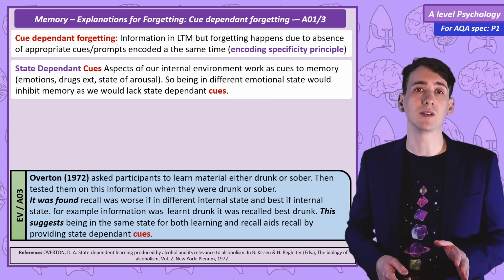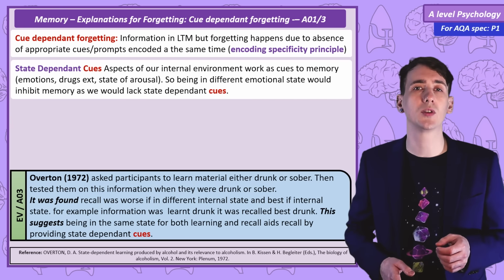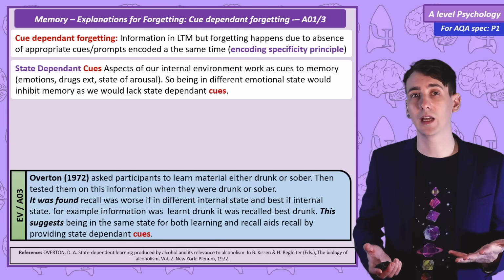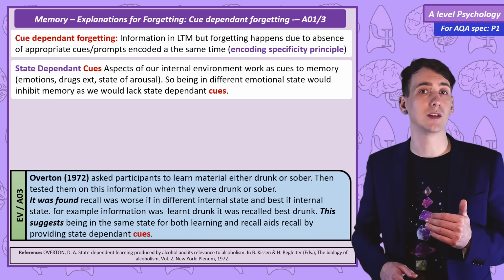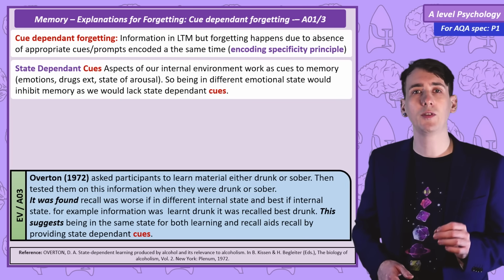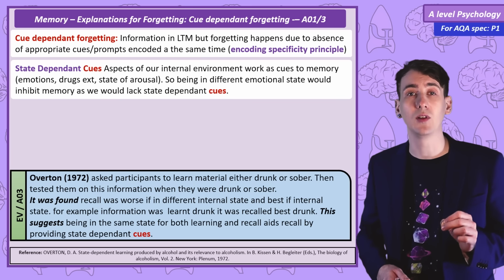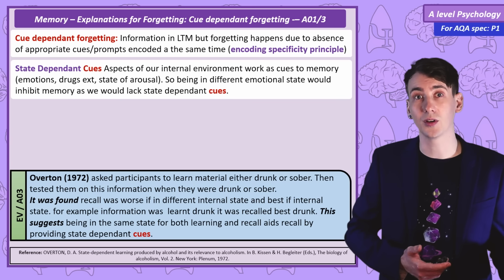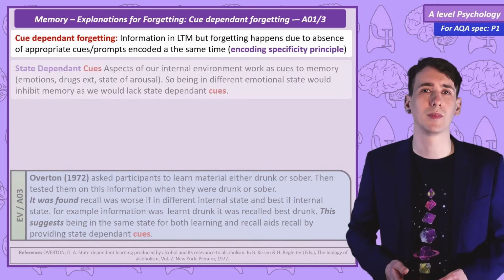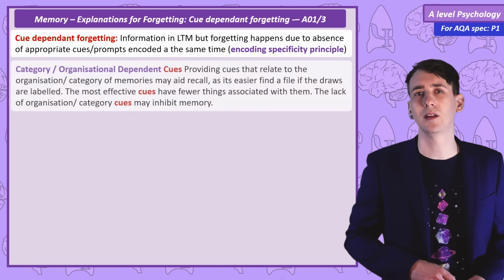A study that demonstrates the effect of state-dependent cues is Overton's research, and in this study, information was learnt either drunk or sober, and later each group was tested drunk or sober. Overton found that recall was better if learnt in the same state, so interestingly, recalling information learnt drunk was better when drunk again.